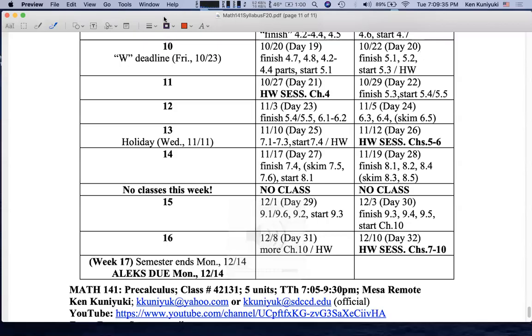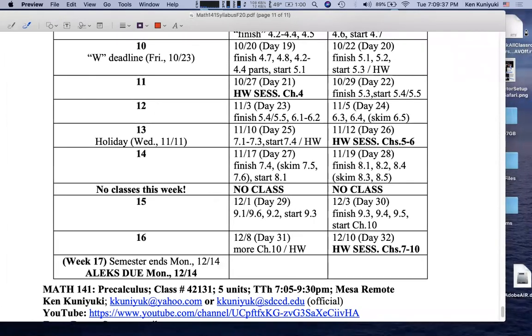Okay, so first of all, let's take a look at the schedule. We've never really deviated from this. I mean, a piece of a part might move over, perhaps.